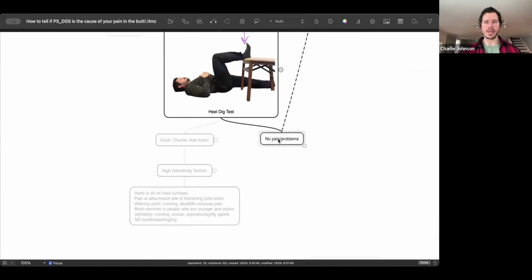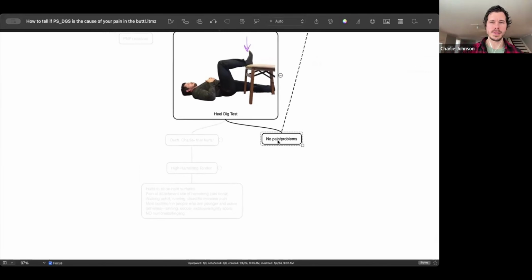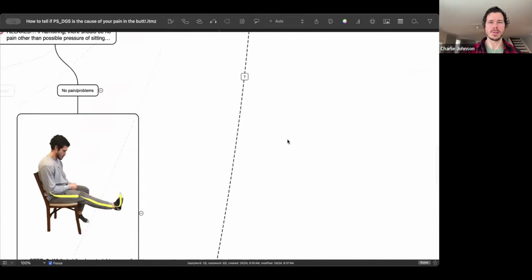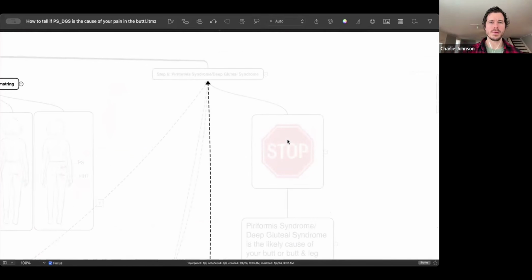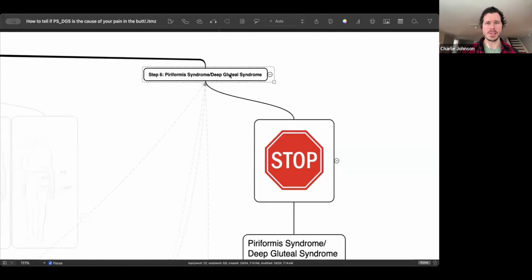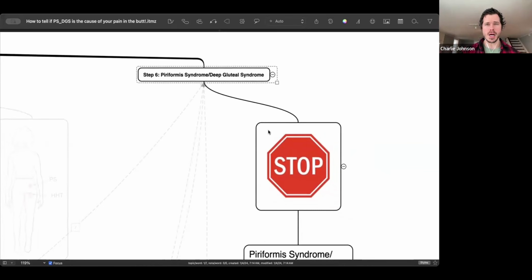Now, let's just say you do that heel dig test and there is no pain, no problems. You did the straight leg raise test, you did the heel dig test, no pain or no problems, boom. We have accomplished what we set out to do, which is now we can feel pretty much fully confident, or as confident as possible, that the most likely, again, we're talking probabilities, source of your symptoms is due to either what we'll call Piriformis Syndrome, or if you want to speak more broadly, which I would recommend, deep Gluteal Syndrome, and you can stop.